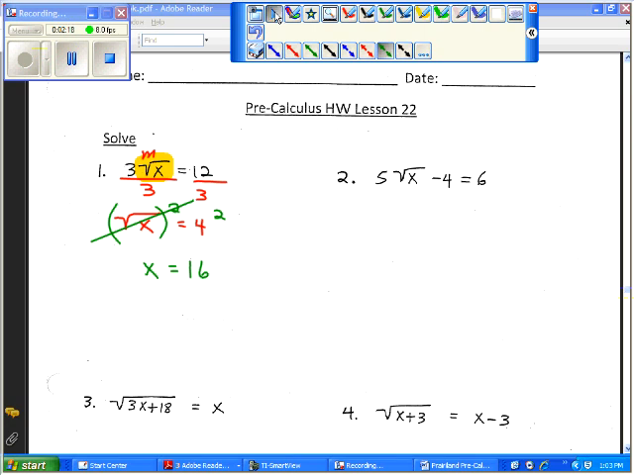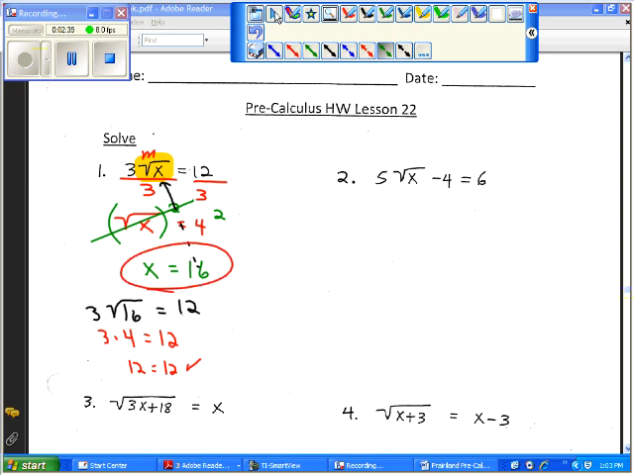But we need to check it. So we're going to plug that back in. And so we would have 3 square root 16 equal 12. We need to verify that that's true. Square root 16 is 4, so we're going to have 3 times 4 is 12. We get 12 is 12. So the x equals 16 solution checks out, so we keep it. Any questions on number 1?